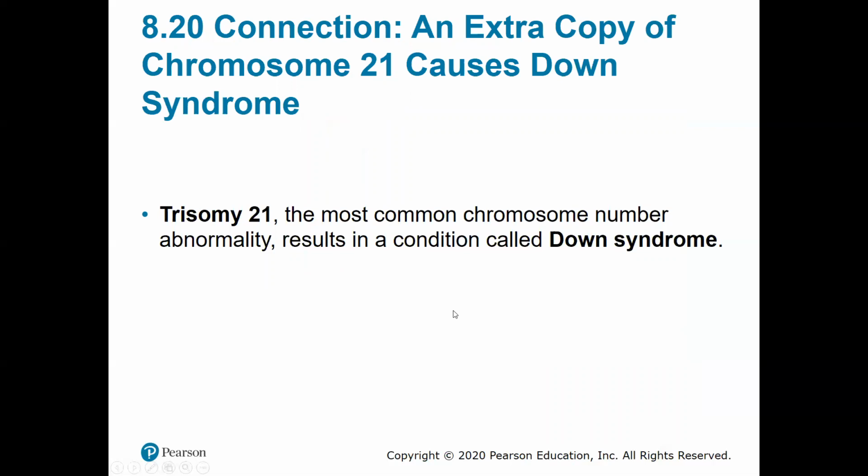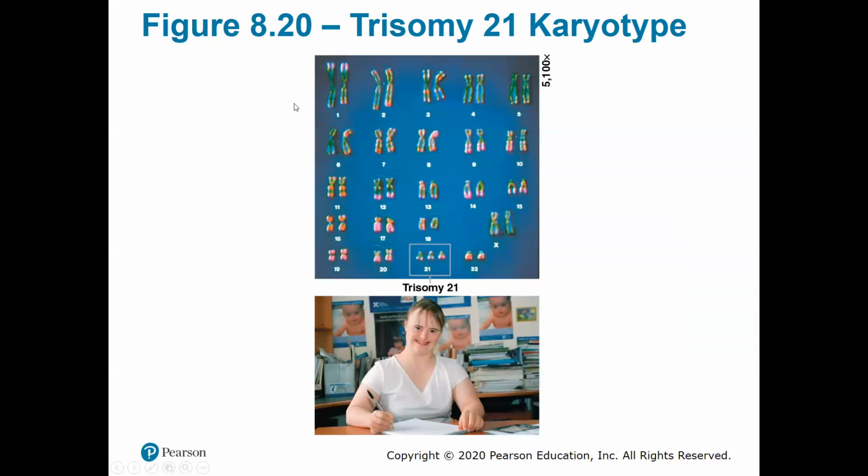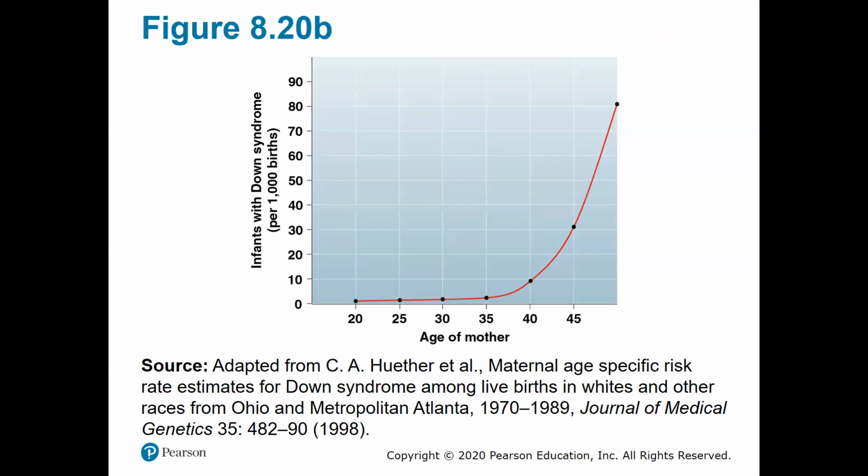So let's make a connection to something that's real for a lot of people. An extra copy of the 21st chromosome is one of the most common forms of Down syndrome. It's trisomy 21, in that there are 3 copies of the 21st chromosome. Here is a karyotype of someone with trisomy 21. You can see they have 3 copies of the 21st chromosome. This is, of course, the most common form of Down syndrome. There are other forms of trisomy, but this is the more common one.